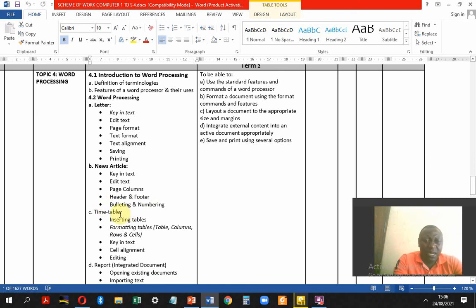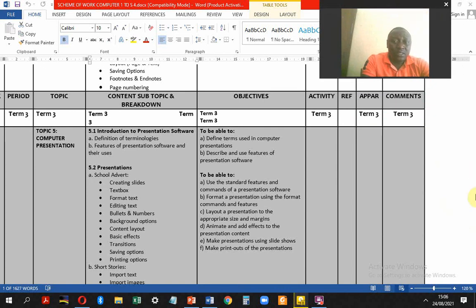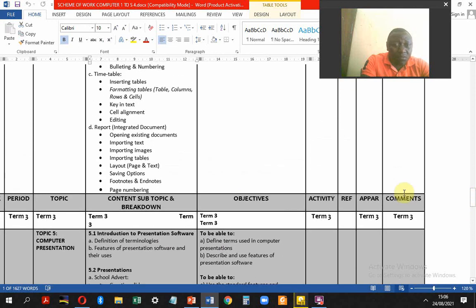Then the timetable, we shall see how to insert the table, formatting the table, of course the table columns, rows and cells, entering the data in the cells, and also editing. We look at the report, since we expect you, at the end of this topic, to be able to do your own report. In this topic, someone should be able to open an existing document, import text, images and tables, layout, saving, footnotes and endnotes, even page numbers. Of course, you need to learn how to number your work.